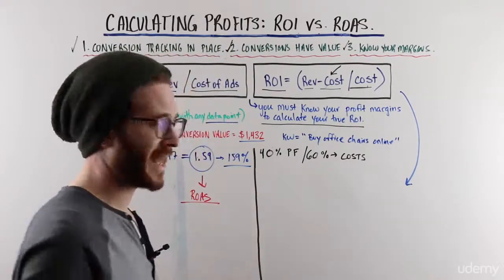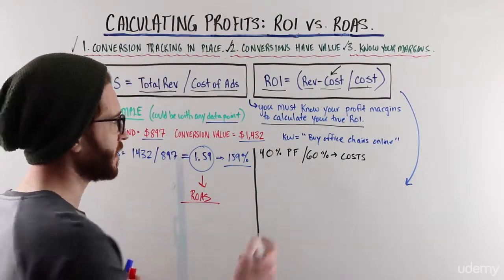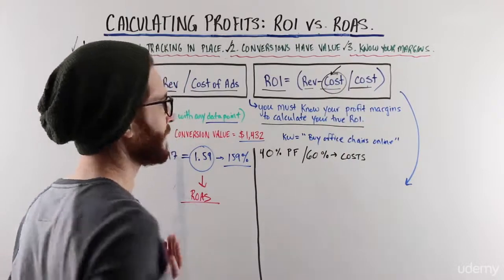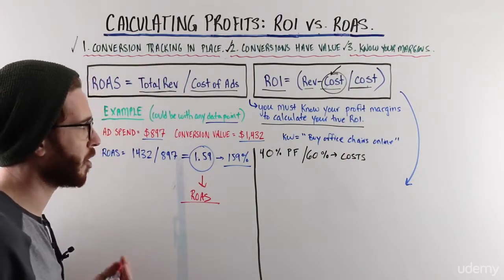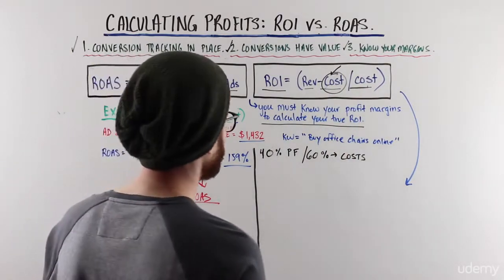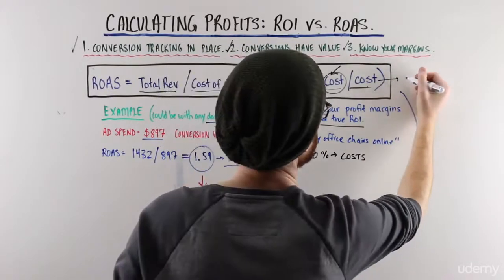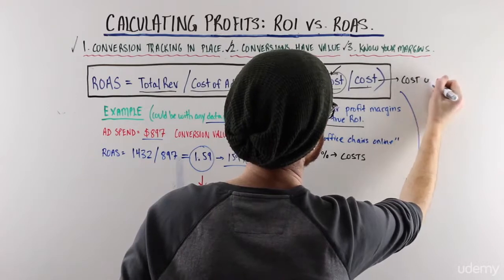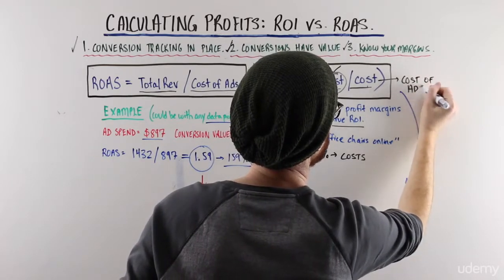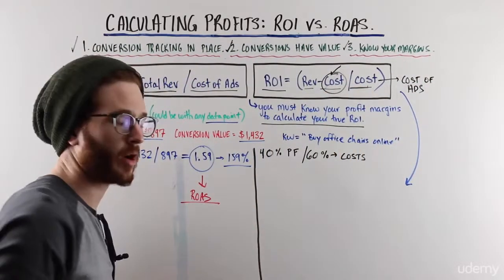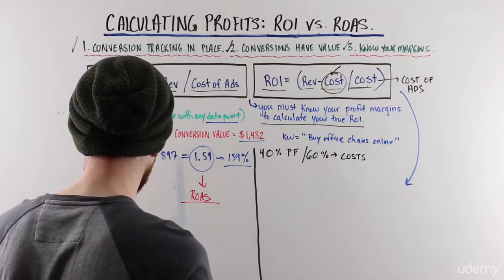Now, I want to do the same exact mathematical calculation. The first thing I need to do is figure out this number here. What is my cost? What is my cost to the business? And just for clarity's sake, this divided by cost, this is really cost of ads. This cost is the cost of doing business.